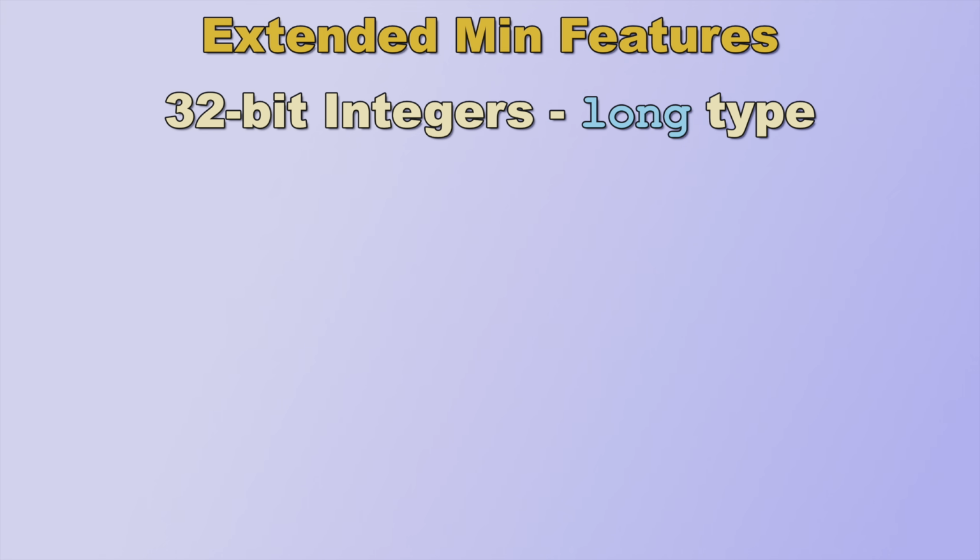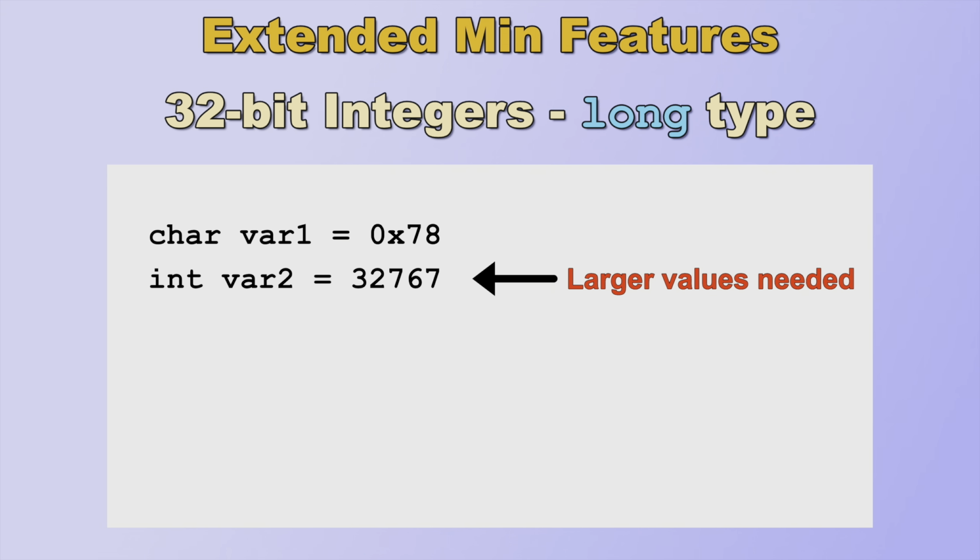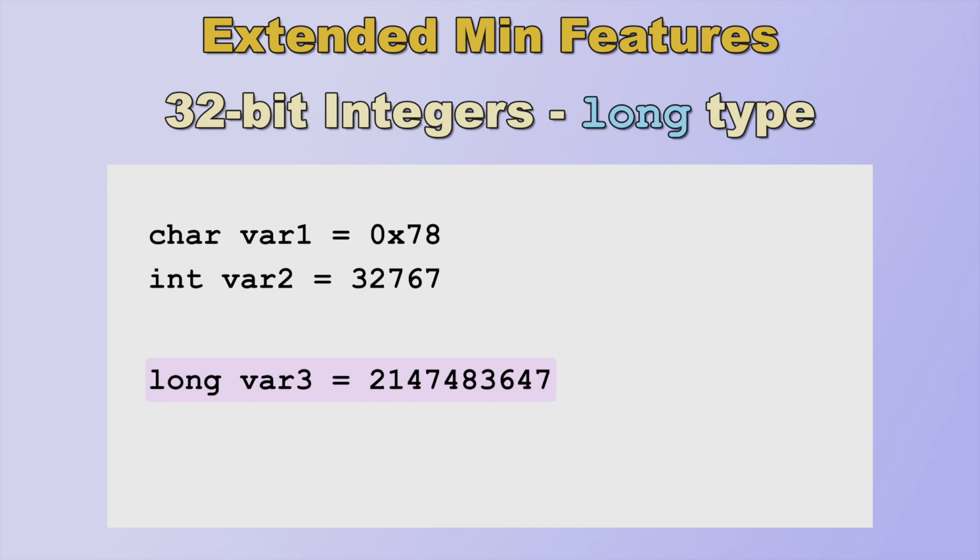Feature 1, the long type. Let me start with the one I mentioned first because it's really the reason why I started the Extended Min project in the first place. The original min has the char, which is an 8-bit unsigned, and int, which is a 16-bit signed. I found these types to be insufficient for the math of my future project, so Extended Min adds a long type, a 32-bit signed integer. Anything that needs to count past 32,000 now has a native type. This will allow me to directly deal with larger integer values up to about 2.1 billion.